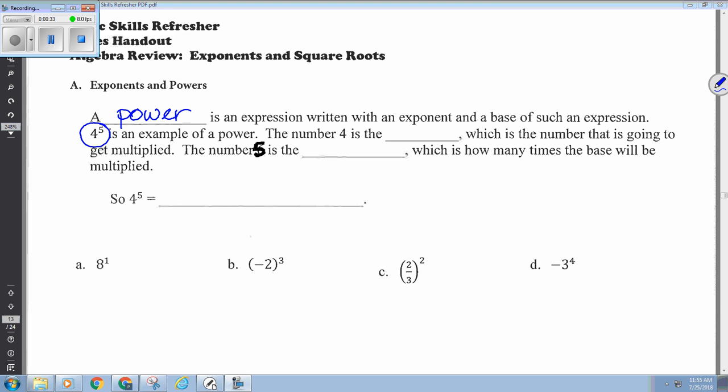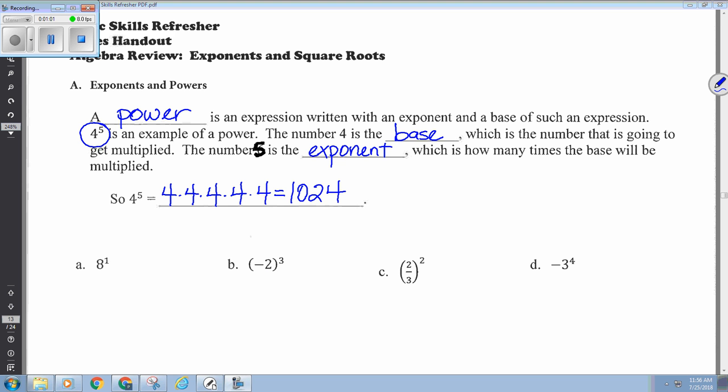The number 4 is known as the base. That's the number that's going to get multiplied. The 5 is the exponent. The exponent is how many times you're going to multiply that base. So 4 to the 5th power is the same thing as 4 times 4 times 4 times 4 times 4, which is 1,024.